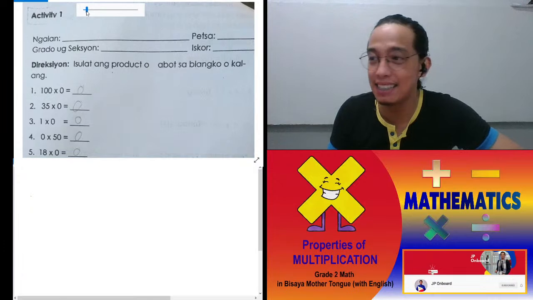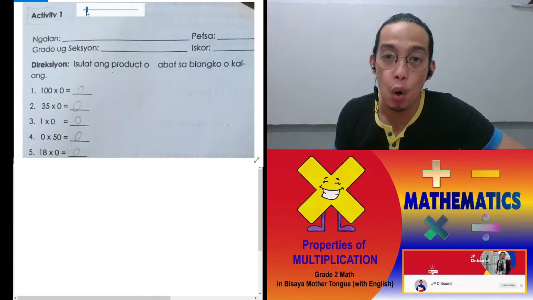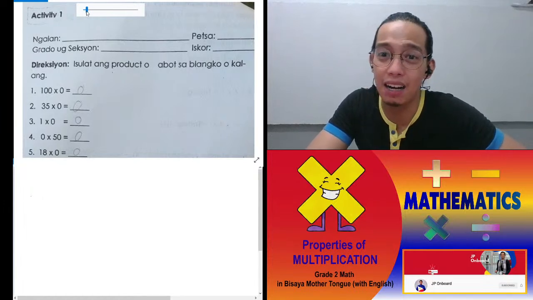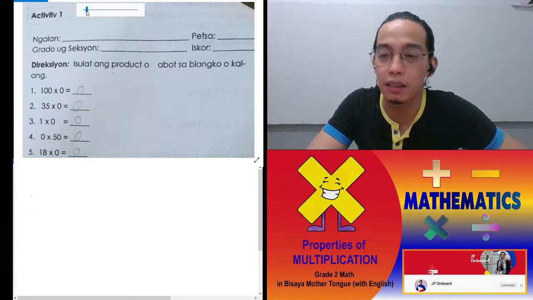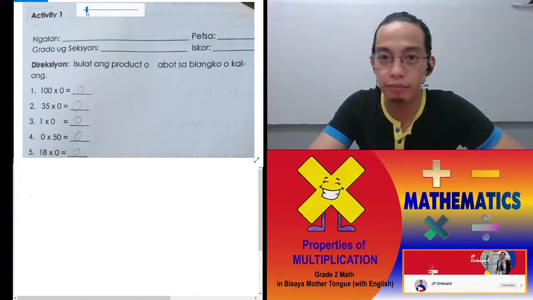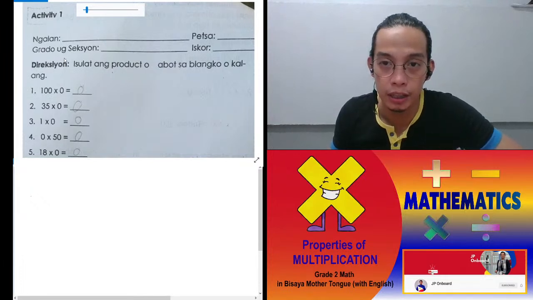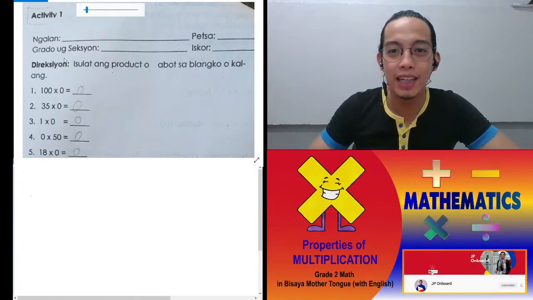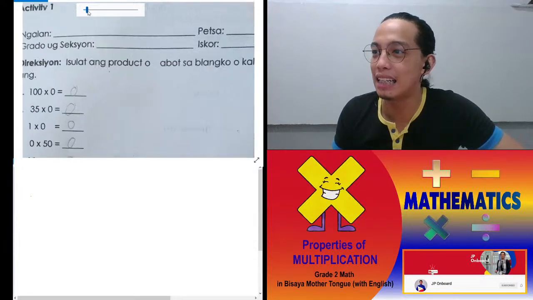Okay, exercises. Isulat ang product. Ang product is the answer of the multiplication sentence. Isulat sa blanko. Okay, write the product on the blank. So, as you can see here, it's the zero identity property of multiplication. Again, kung mag-multiply tag 0 to any number, the answer is 0. Just 0. Diba? Easy. So let's try.